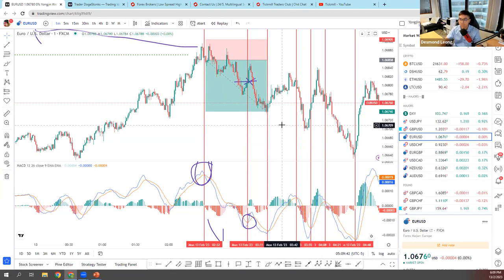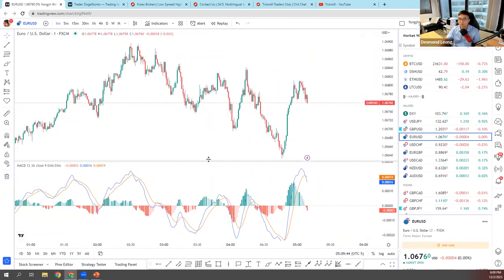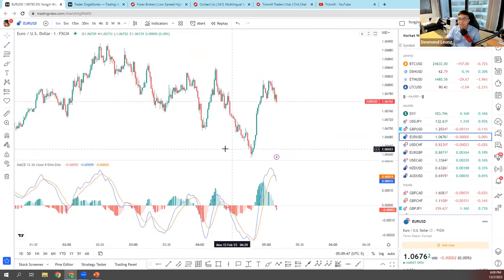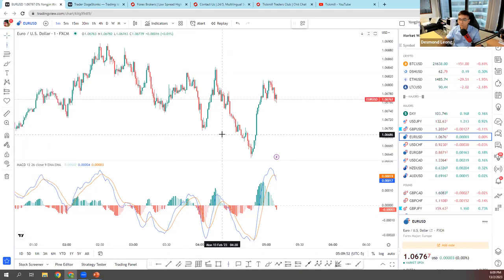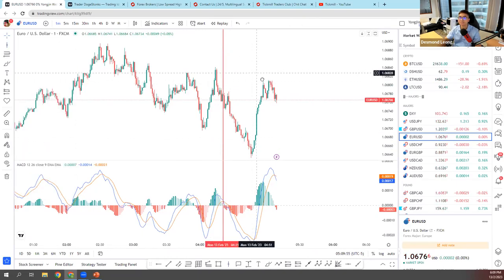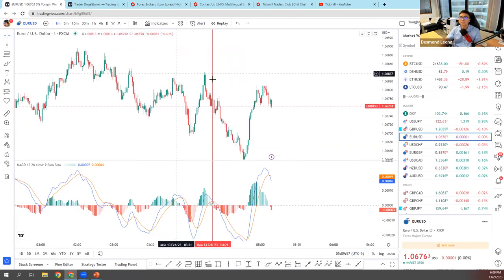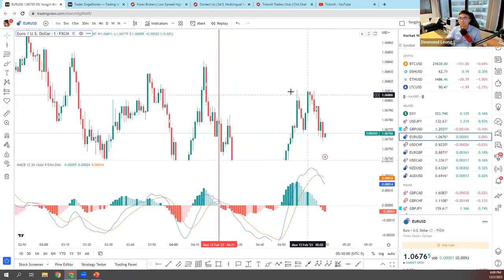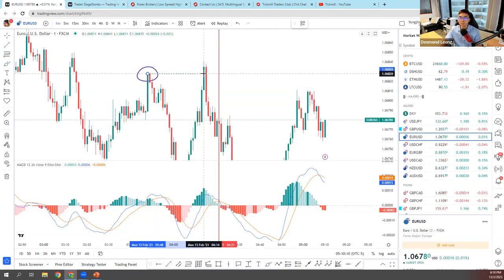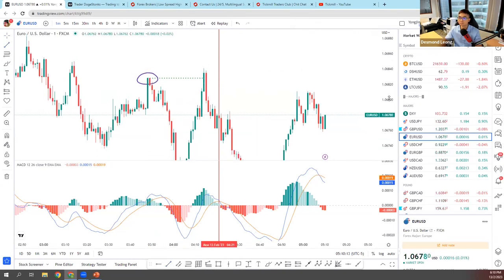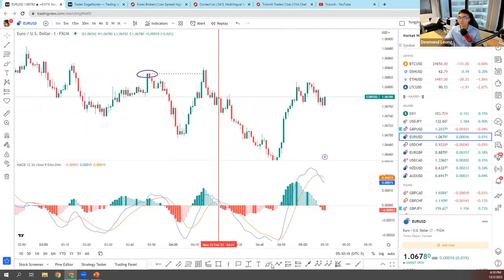Okay. Let me find another one. So looking at this nice little crossover right here. Quite a nice MACD crossover there. So you notice relative equal high, relative equal high, liquidity hot spots. If I draw a line, price cleared that area out before causing a MACD crossover right there.